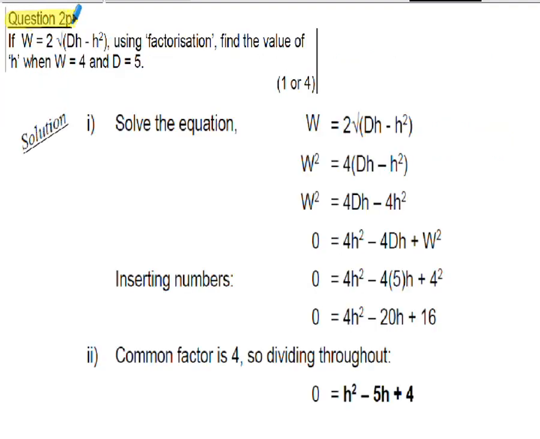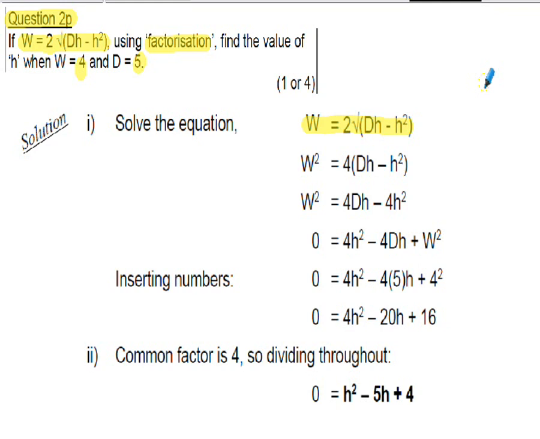So question 2p solution, we're given the equation for W here in terms of D and H, asked to solve it with factorisation, and we're given the values for W and D. What I'm going to do first of all is take the equation given in the question and rearrange it into a quadratic in H. So on the next line I'm going to start the process by squaring both sides of the equation. Why am I doing that?